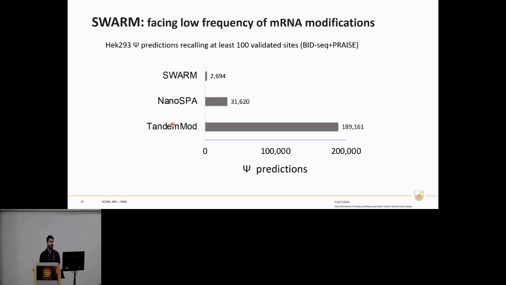If you take nanoSPA, you have 30,000, which is a bit better, but with Swarm, we can really narrow it down to 2,600. And we do note that we still need some room for improvement, but this is really making it possible to apply even models for low frequency modifications to transcriptome-wide detection.